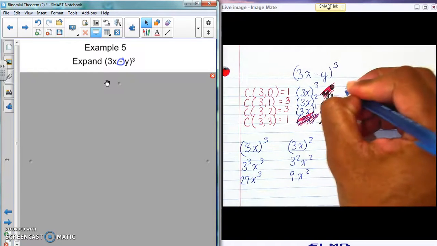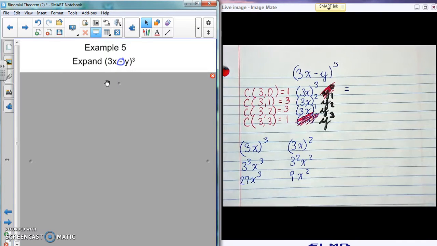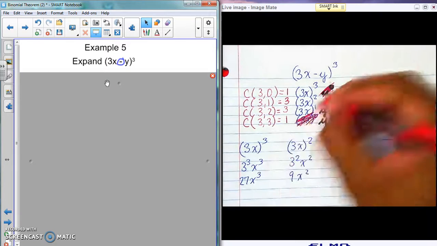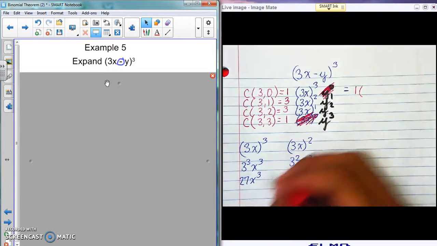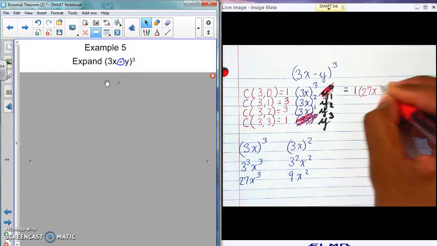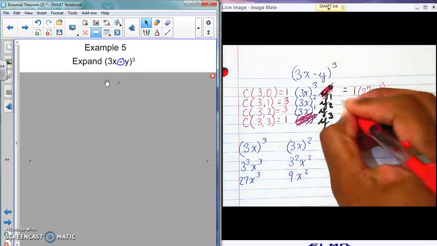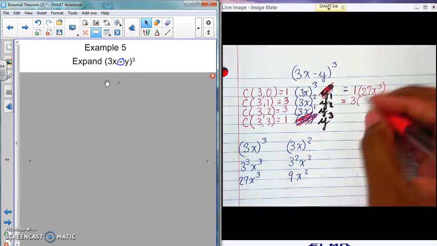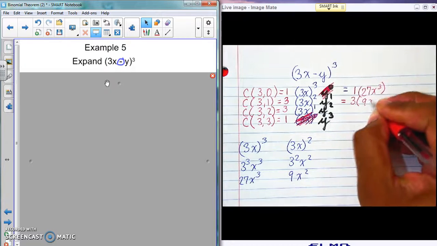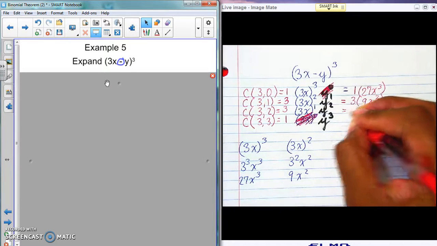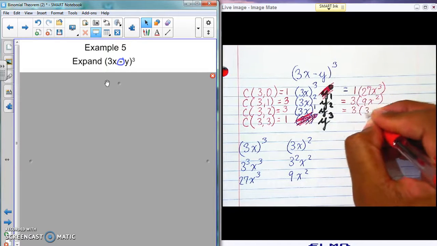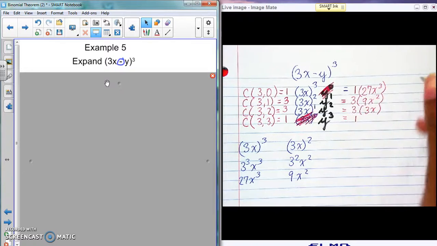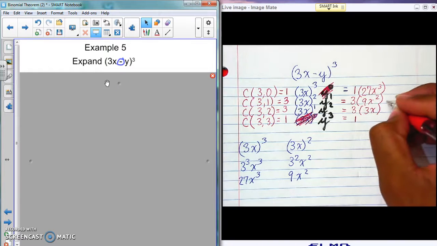So when we rewrite this part, we have 1 times, instead of writing 3x to the third power, we write 27x cubed. Put 3, and instead of writing 3x squared, quantity squared, we say 9x squared. Here we just do 3x, because to the first power is just 3x. And then here we put 1. And again, add your y's in.